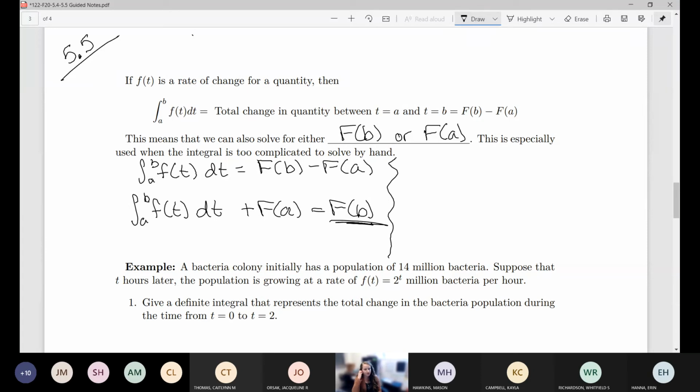Now, if we want to solve for f of a, it doesn't get much more complicated. It's just that the algebra has one more step. So if we wanted to solve for f of a instead, there's a couple different algebraic ways you could do it.